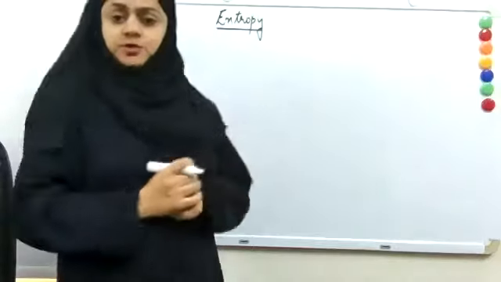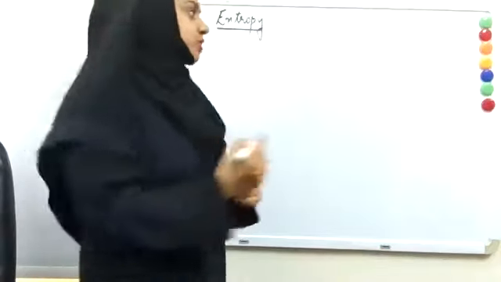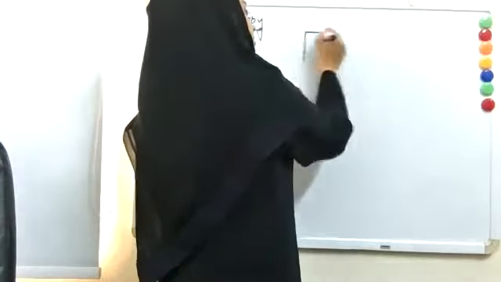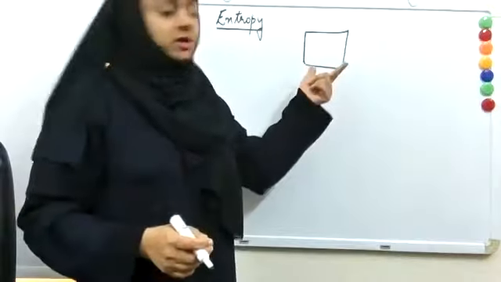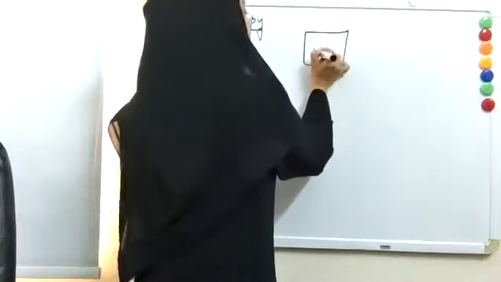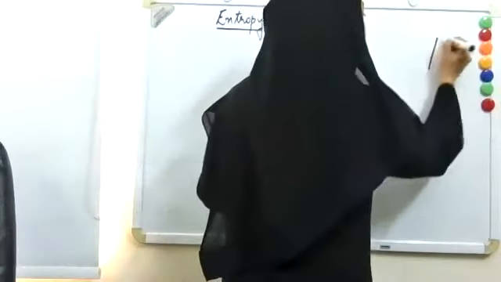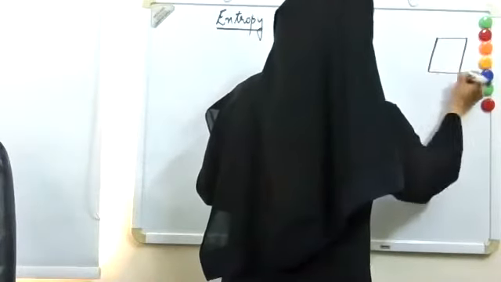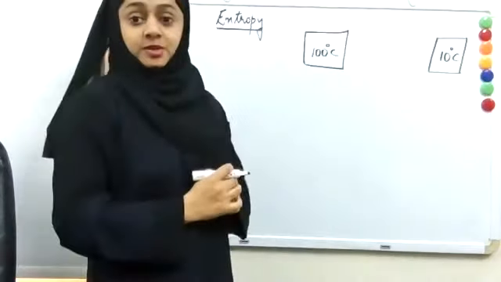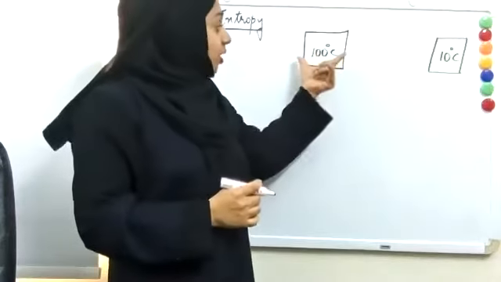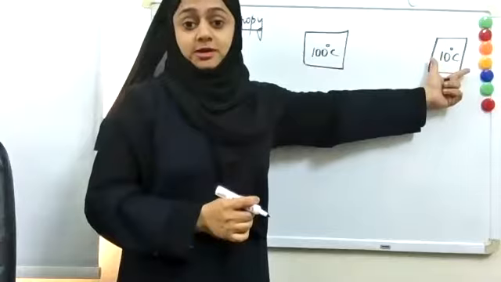To get into entropy, let me consider a situation. Suppose you have 1 kilogram of water at 100 degrees Celsius, and you have another vessel containing 1 kilogram of water at 10 degrees Celsius. So you have a very hot body here and a very cold body here.